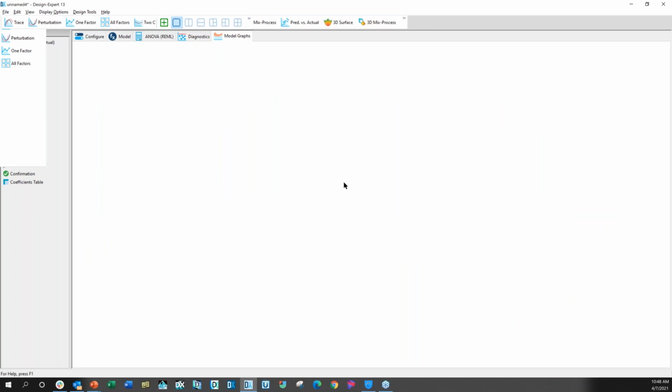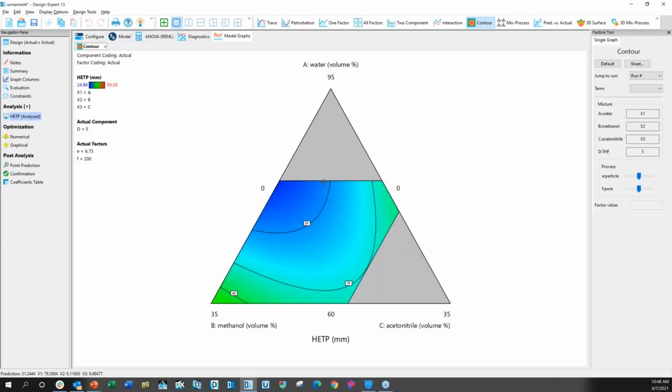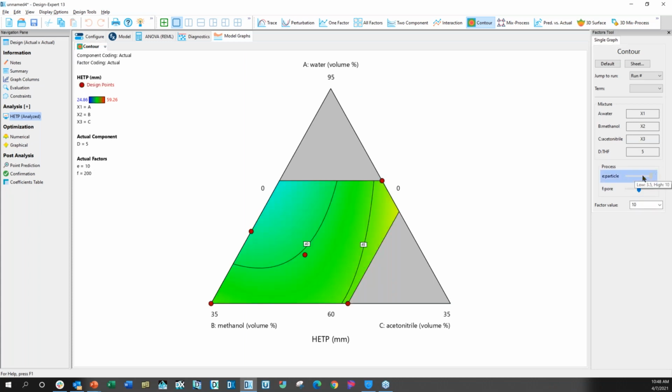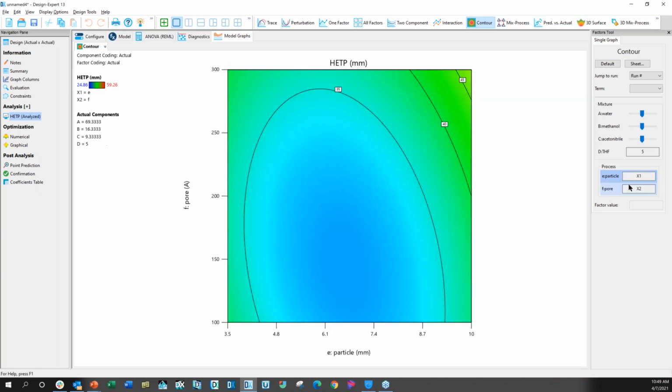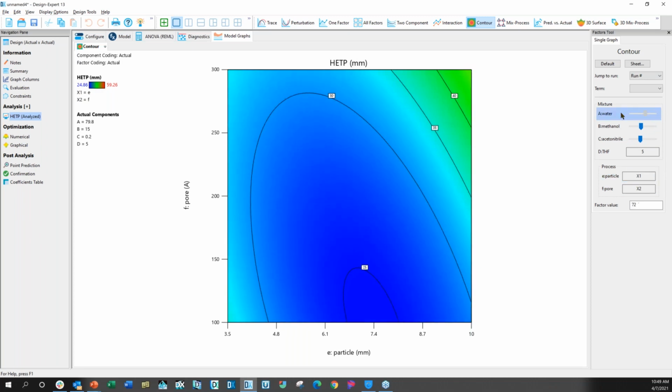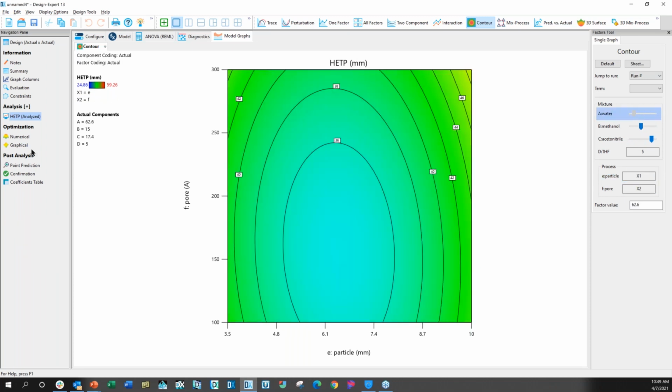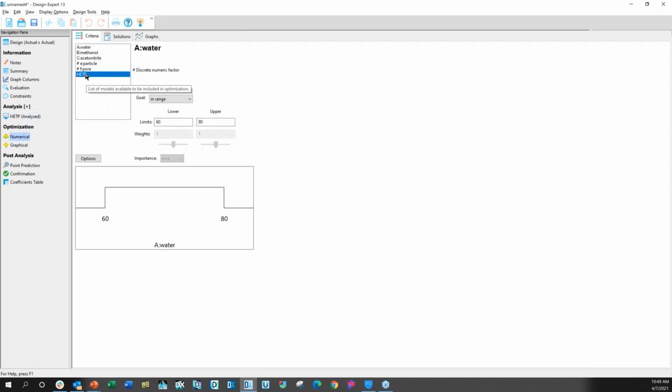We can go to the model graphs, and we can look at the model graphs for the mixture part and see how that changes as we change the process factors, or we could switch it. We could look at the process part and see how that changes as we change the mobile phase. Again, to save time, I'm going to jump to the numeric optimization.